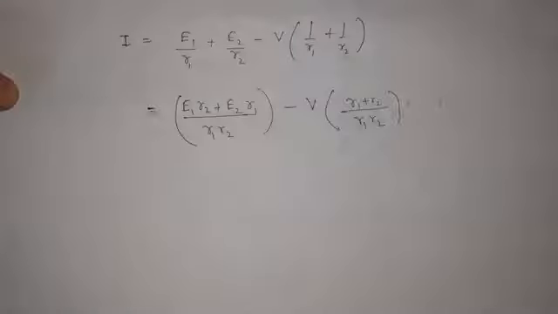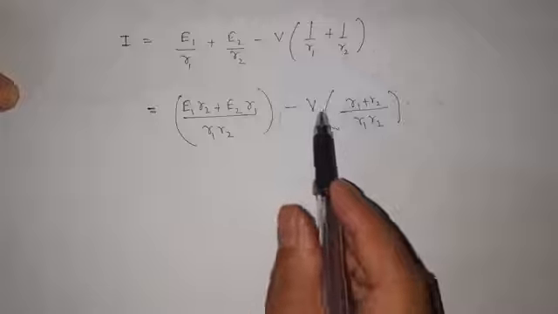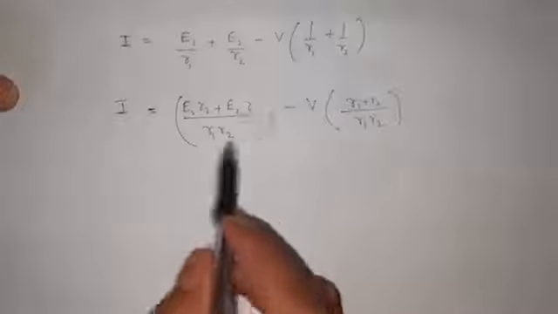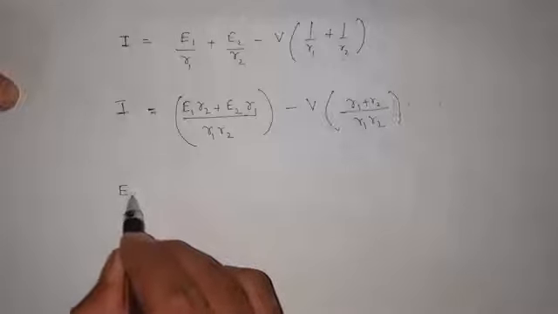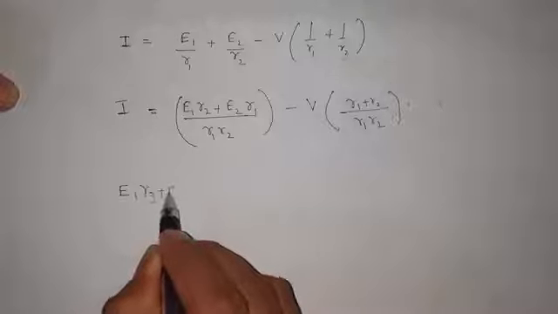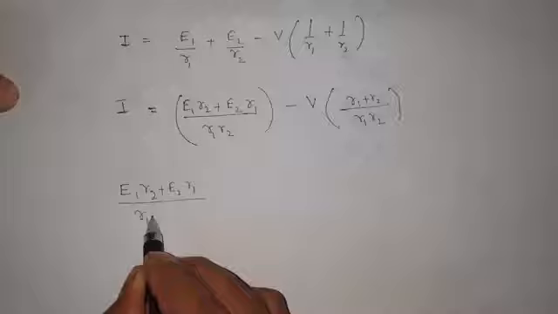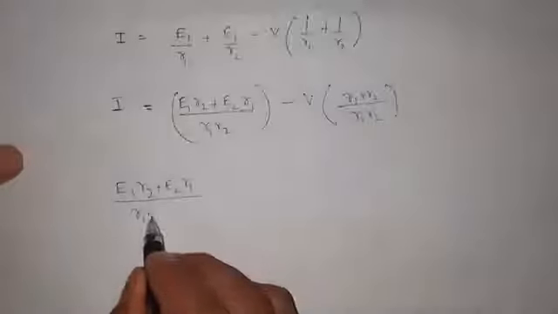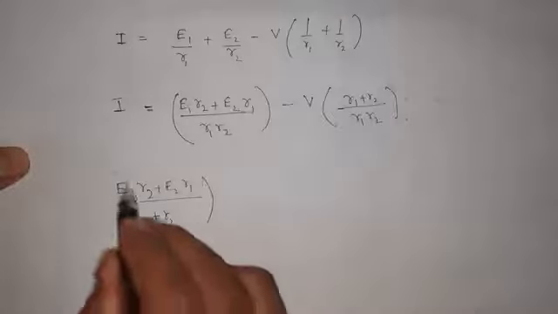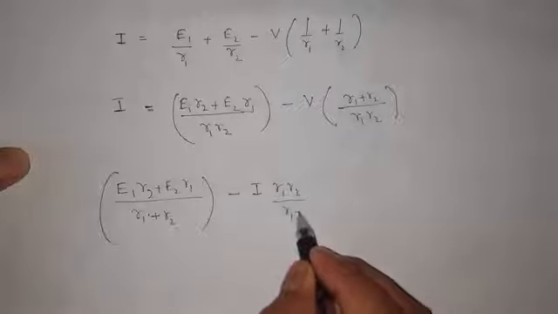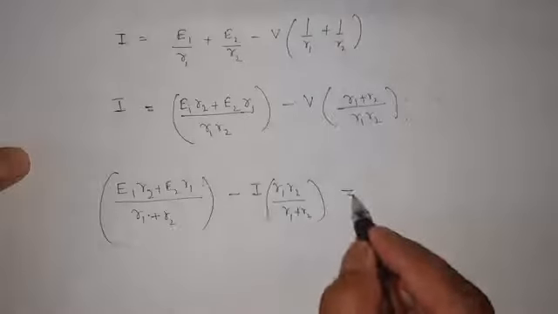Okay, and now we want to find out this V over here. So all these things will come to be E1 R2 plus E2 R1 upon R1 R2, minus I times R1 plus R2 upon R1 R2, and this will be equal to V.